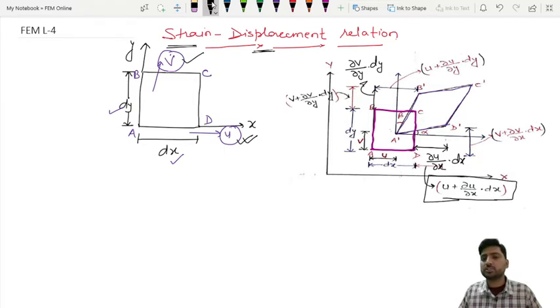Similarly here also, from here to here, what will that be? It will be v plus del v upon del y into dy.